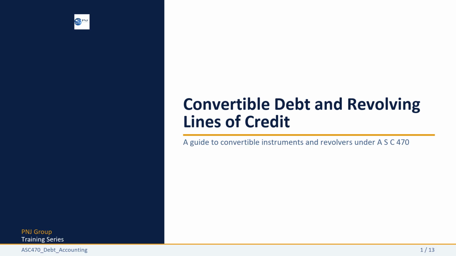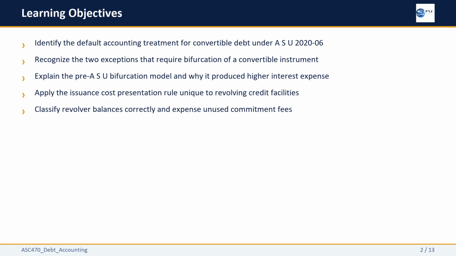Let's get into it. By the end of this section, you will be able to identify the default single liability treatment that applies to most convertible debt today, recognize the two narrow exceptions that still require bifurcation, explain how the old model worked and why it inflated interest expense, apply the special issuance cost rule for revolvers, and correctly classify revolver balances and handle commitment fees. These are practical skills you will use on real engagements.